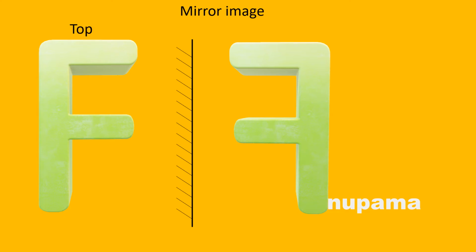You know there are four parts of any image: top part, bottom part, left part and right part. When a mirror image is formed, the top and bottom parts remain the same, and the left part becomes the right part and the right part becomes the left part.